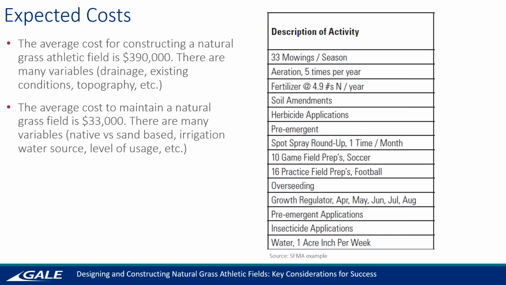But on average, for constructing a natural grass field, we're looking at around $390,000. Now, there's many variables in that, right? Again, what are we putting in there for under drainage? Can we get away with just native soil amending it? Do you have to do something a little more extensive? Do we have to balance the site a little bit more topography? So we've seen brand new natural grass fields come in within the $250,000 to $300,000 range, and we've seen them come in at the $750,000 to $800,000 range.